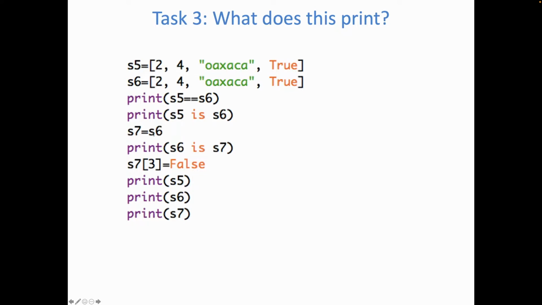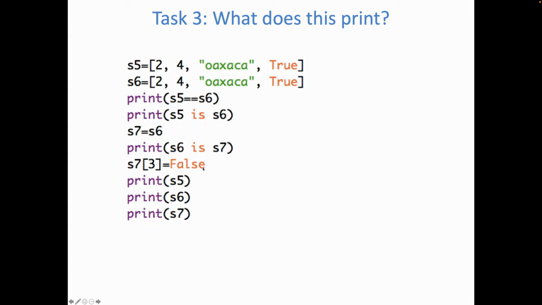And then we assign the variable s6 to s7. So here we use aliasing. Both s7 and s6 are aliases of each other, and they both point to the same object in the same memory. So if we print s6 is s7, it will be true. After that, we change the element at index 3 of s7 to false.